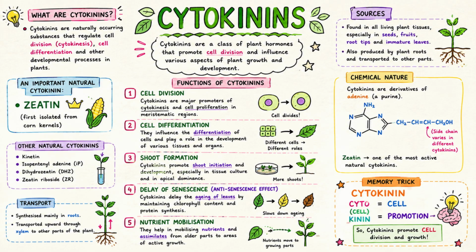Cytokinins. Cytokinins are plant hormones that promote cell division. The main natural cytokinin is zeatin. They help in cell division, cell differentiation, shoot formation, delay aging of leaves, and move nutrients to actively growing parts. Memory trick. Cytokinin means cell division.